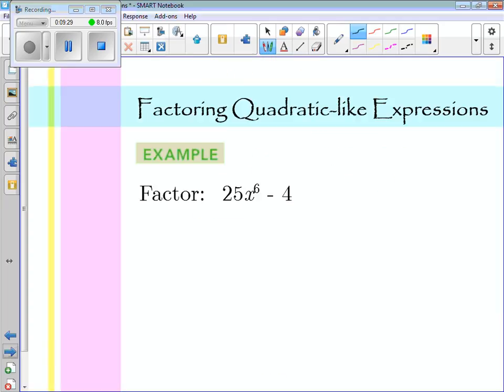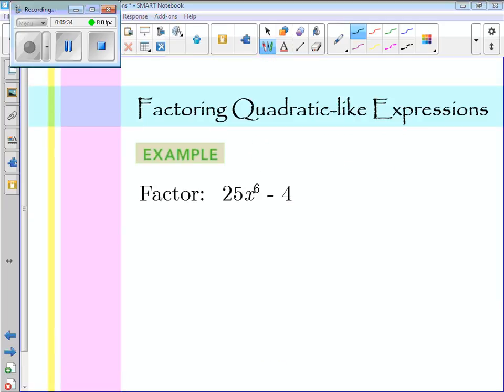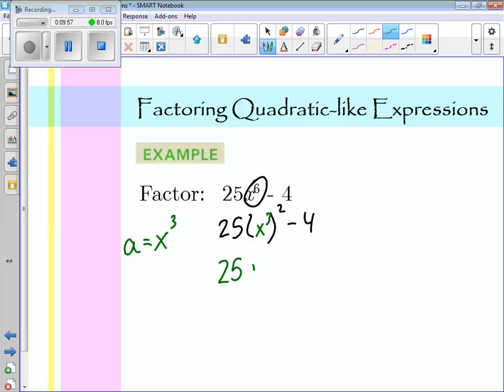Next. Alright, back to it. So we have x to the 6th, I've got to make that square. So 25, what can I do squared? And you should be saying x to the 3rd. So I'm going to go back to a. I like a's. A's are good. I'm going to replace a with x to the 3rd. So I have 25a minus 4. Perfect square binomial. Awesome, we just did a problem like that.